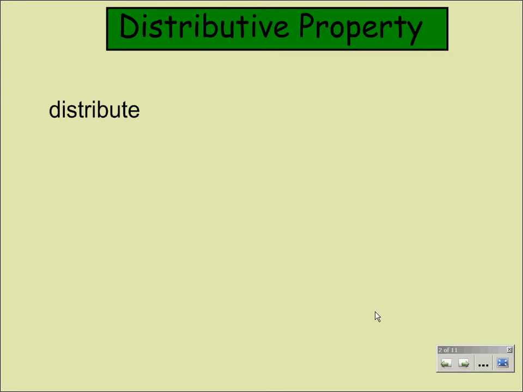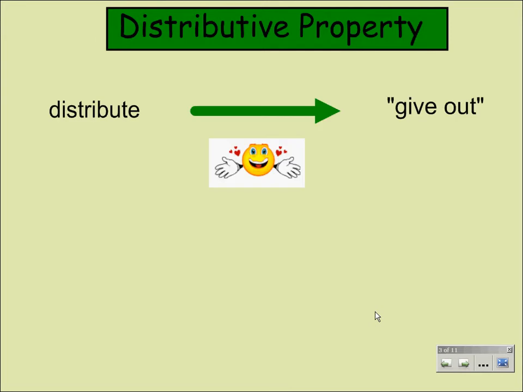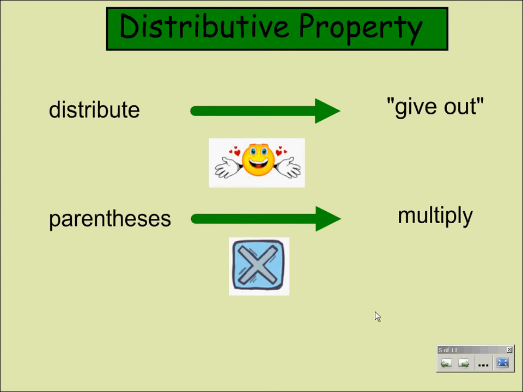Now, the word distribute means to give out. Just like we would on Christmas Day, we would give out presents, we would distribute them to our family and our friends. Well, the distributive property tells us that that's what we need to do, is give out. The property is to distribute, but the operation that it involves is parentheses, which means to multiply. So we need to keep those two things in mind.